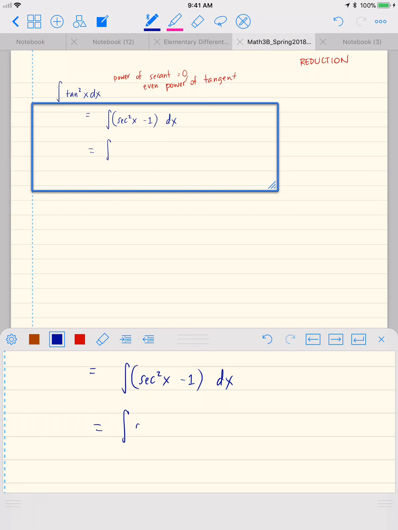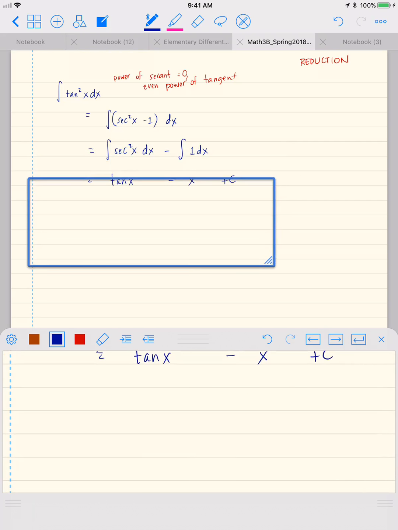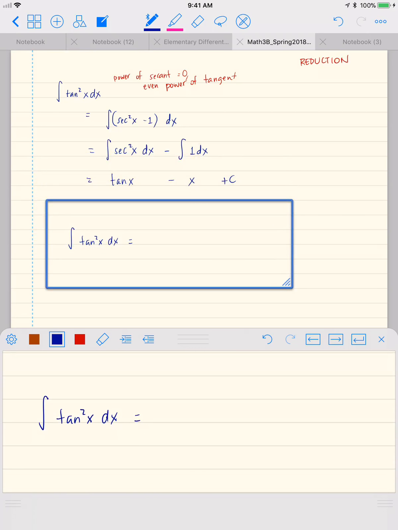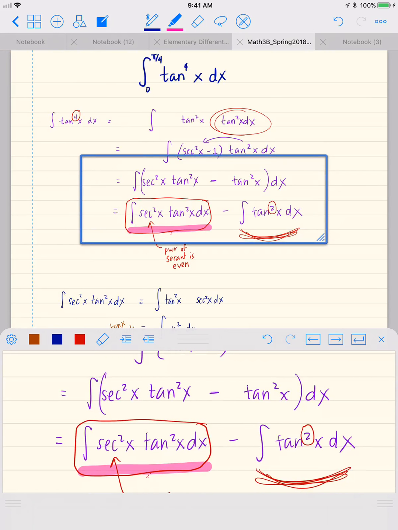Now we can write this as the integral of secant squared x dx minus the integral of 1 dx. And now what is the integral of 1 dx? That's going to be easy, that's just x. What about the integral of secant squared? That's just tangent of x plus a constant. So the integral of tan squared x dx is equal to tan x minus x plus c. Now we're going to take this and put it here.